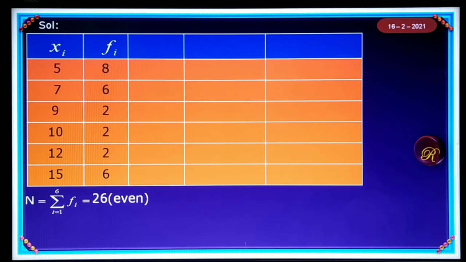Let us go for the cumulative frequency column. 8, 8 plus 6 is 14, plus 2 is 16, plus 2 is 18, plus 2 is 20, plus 6 is 26.